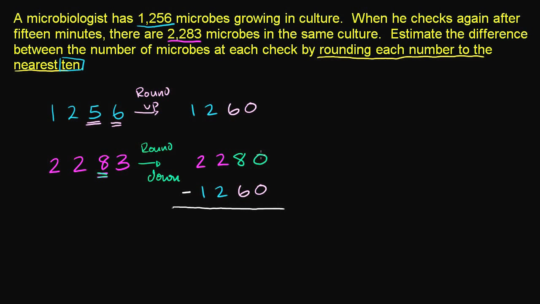So you go first to the ones place. 0 minus 0. Well, that's just going to be 0. 8 minus 6 in the tens place. It's really 80 minus 60. That's going to be 20. So everything makes sense so far. 2 minus 2 is 0. And then 2 minus 1 is 1. So when we rounded each number to the nearest 10 and then took the difference, our estimated difference is 1,020.